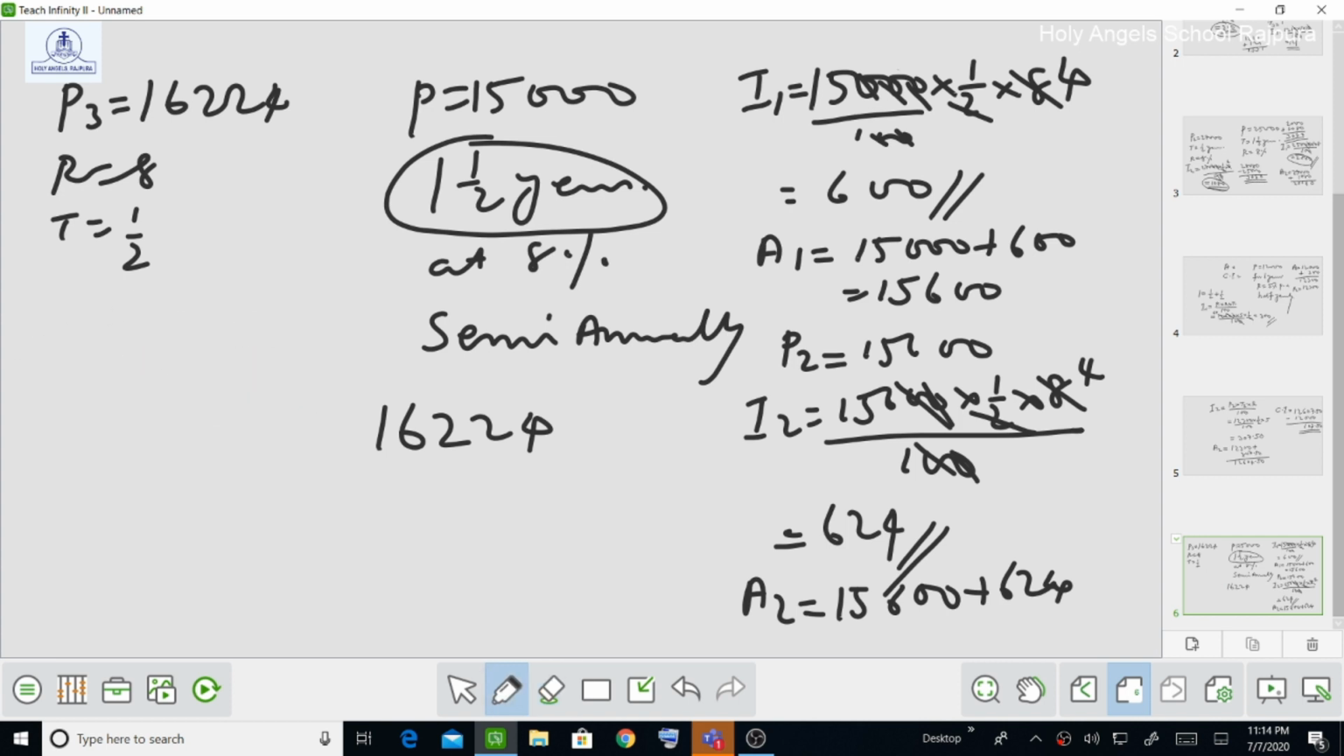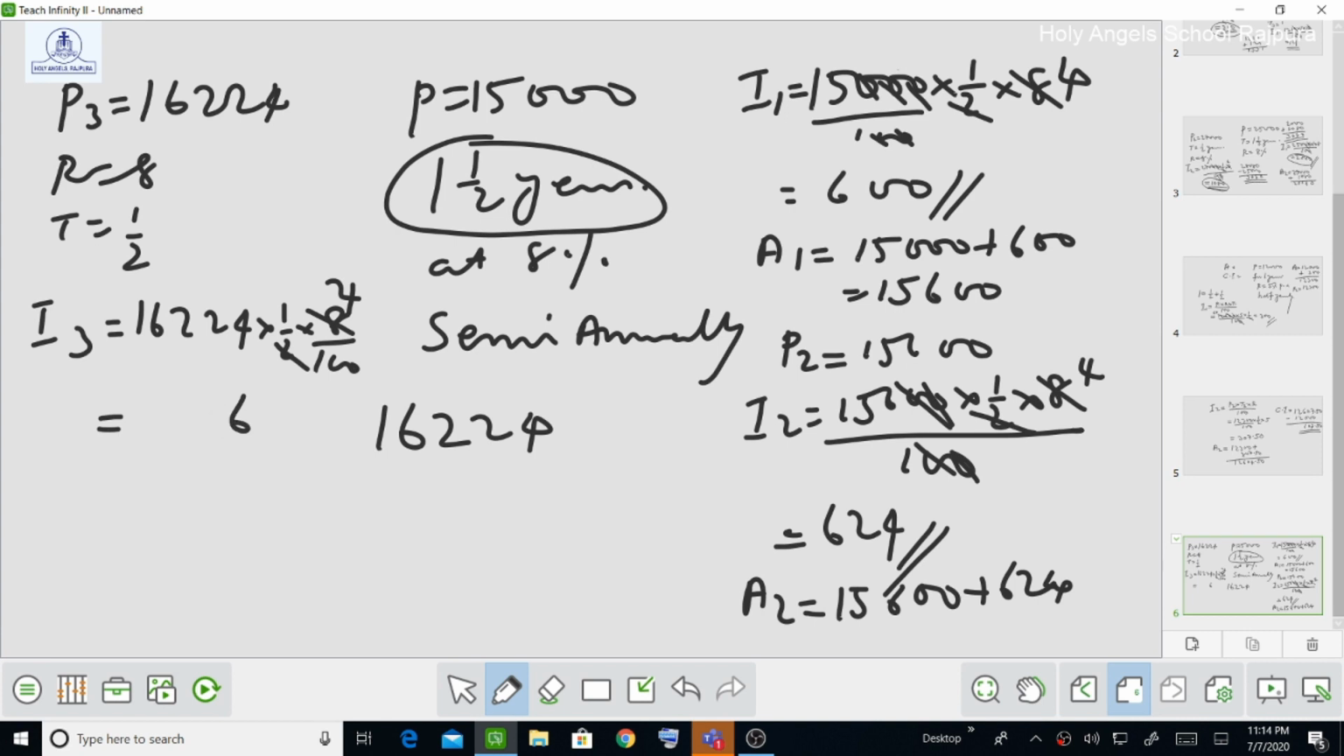What do we calculate? I3 is equal to 16,224 into half into 8 upon 100. Whether you write the 8 upon 100 in the beginning or at last, 2 and 8 cancel, that is 4. Now we are not cancelling this 100. Let us multiply this and divide it by 100.